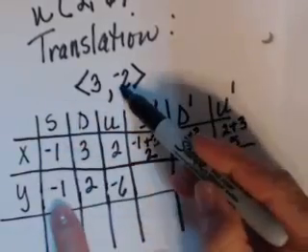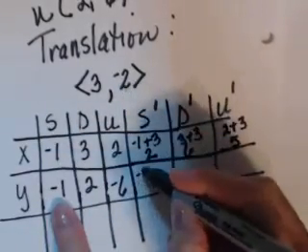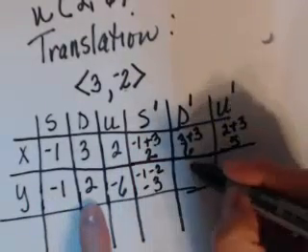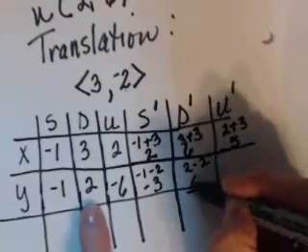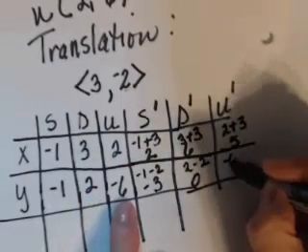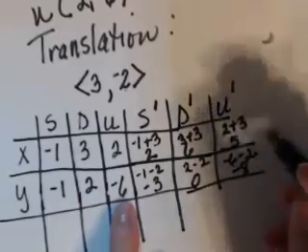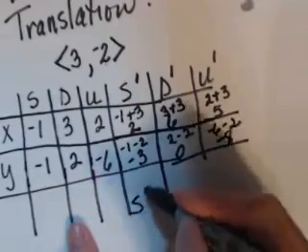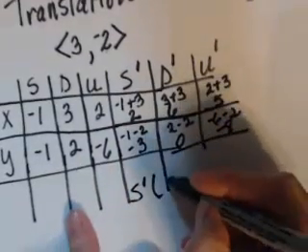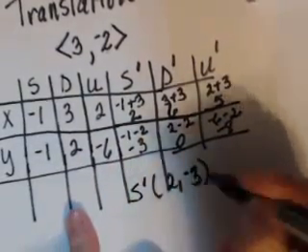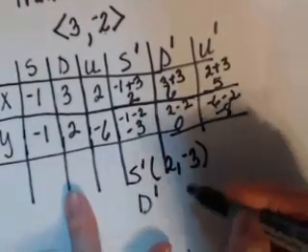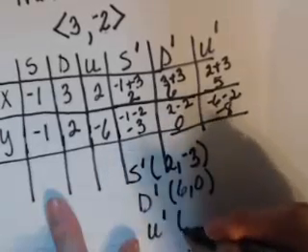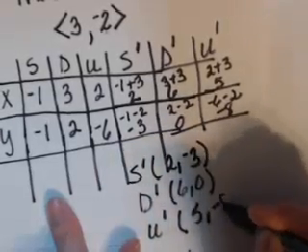For the y value, I'm going to subtract 2. So I have -1 minus 2, which is -3, 2 minus 2, which is 0, and -6 minus 2, which is -8. So the ordered pairs now for S prime would be 2, -3. For D prime would be 6, 0. And then for U prime would be 5, -8.